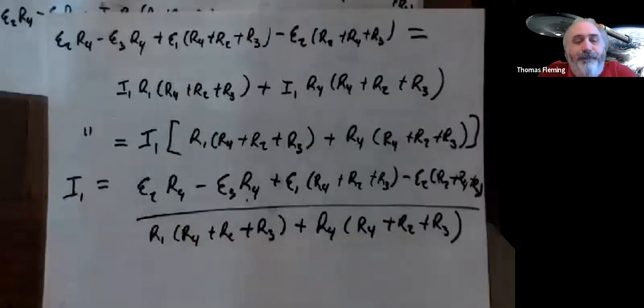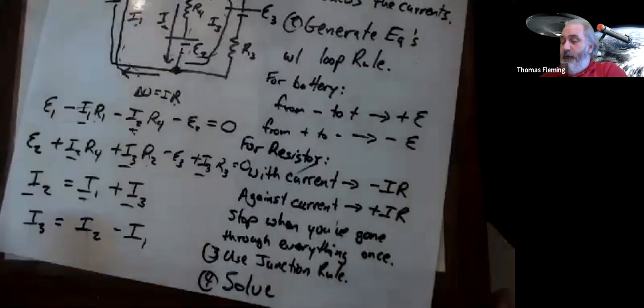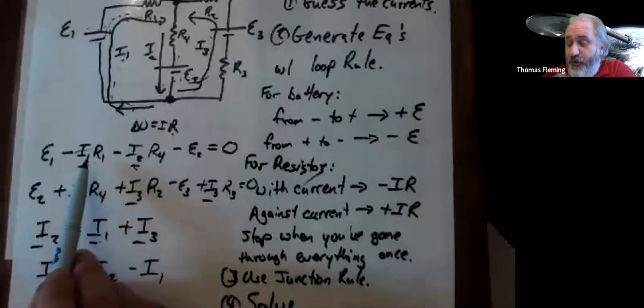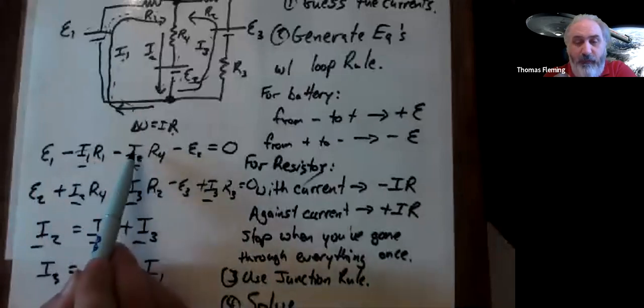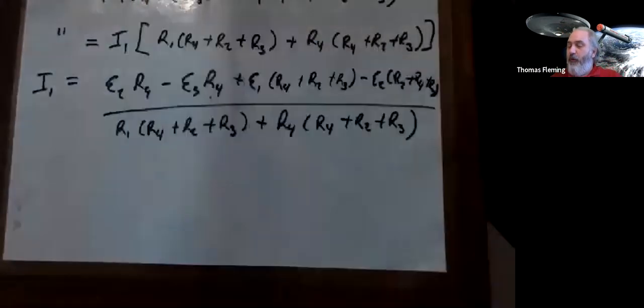Head explodes, right? Except here's the cool part. Once I plug in and get a number for I1, what do I do with that? Well, let's go back to my original equations for a second. I had this, here's I1, which we now have a number for. Here's I2. If I know what I1 is, I can just solve for I2, right? It's not even that hard. I'm just going to move this to the other side, divide by R4.